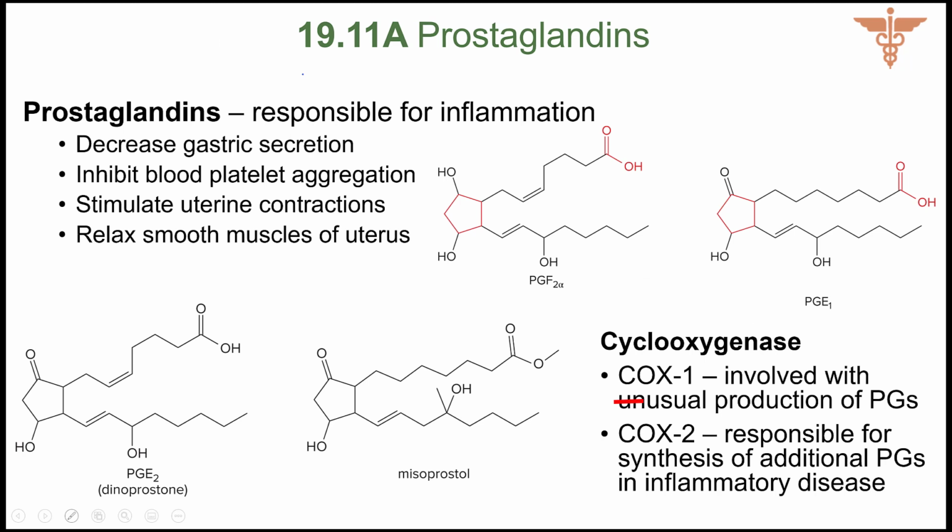A prostaglandin is responsible for inflammation. This decreases gastric secretion. It inhibits blood platelet aggregation. This can stimulate uterine contractions and also relax the smooth muscle of the uterus. So we have 2 different drugs here, PGF2 alpha and PGE1. You can also see the 2 below, the dinoprostone and misoprostol. The dinoprostone can be used to relax muscles when labor is induced. And then misoprostol prevents gastric ulcers.